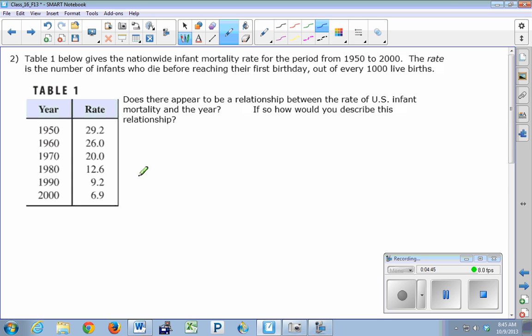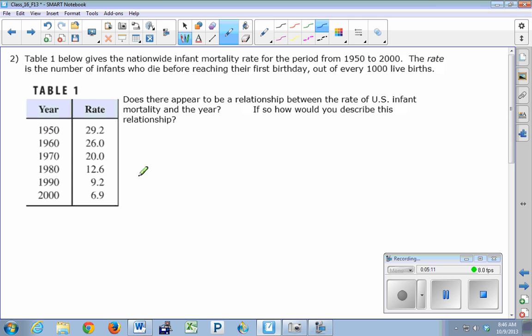And anytime you're looking at real world data, you want to just look it over. And in a minute, we'll be graphing it. But then you want to ask yourself, does there appear to be a relationship between the two variables here, which is the decade that we're looking at, 1950, 1960, up to 2000, and the infant mortality rate. Does there appear to be some type of relationship?